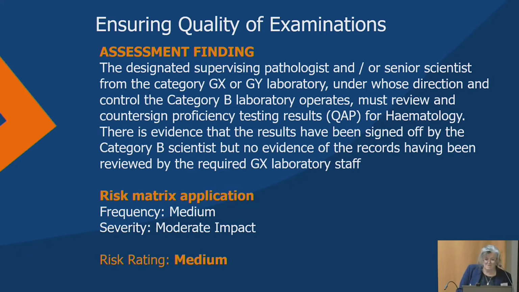So the designated supervising pathologist from the category GX or the GY lab must review and countersign the QAP. There's evidence that the results have been signed off by the category B scientists, but no evidence of the records having been reviewed by the GX staff.